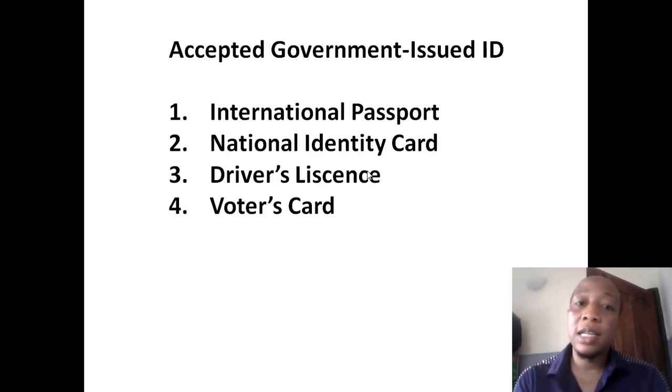The accepted government issued ID in Nigeria, the country I'm residing in, of which I know: whenever you are trying to apply on any online platform, the ID you should use is one of these: the international passport, the national identity card, your driver's license, or your voter's card. In order of importance, I would say the international passport is number one of them all. If you have an international passport, there's always a passport ID number located there, your image is there, your name is there, your date of birth is there, and your country is also there.